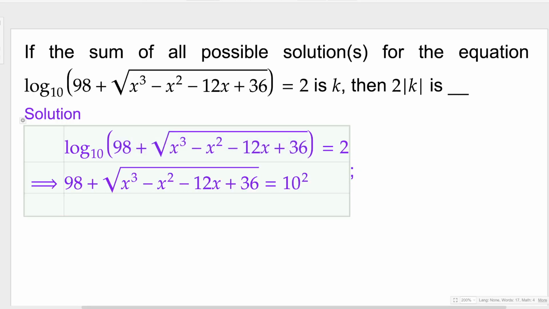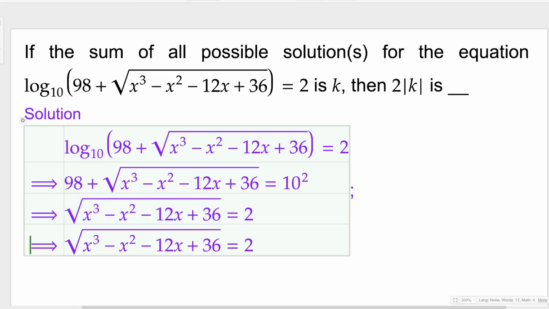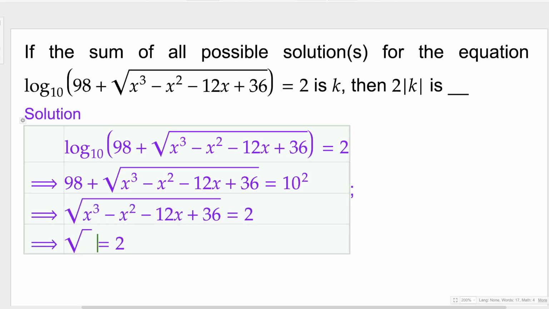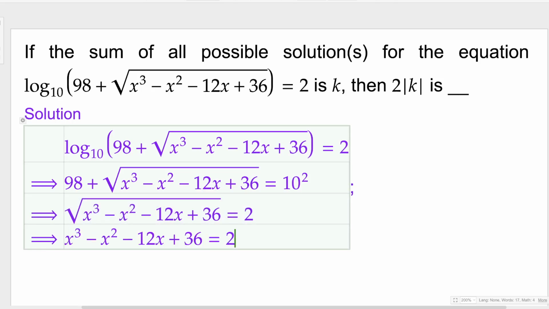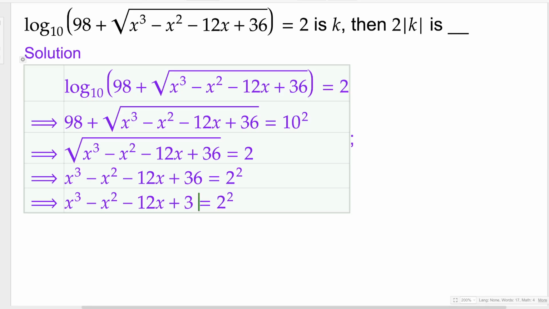nothing but 100. So on subtracting 98 on both sides, we get the square root of this quantity equal to 100 minus 98, that is nothing but 2. Now on squaring both sides, under the square root this term will be as it is, and this will become 4. Now on subtracting 4 from both sides, I'll get 36 minus 4, that is 32, and this will be equal to 0.